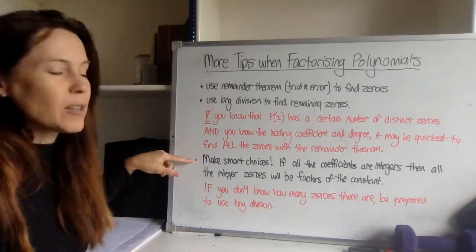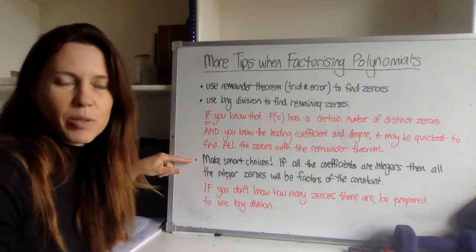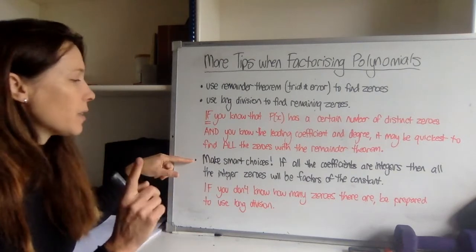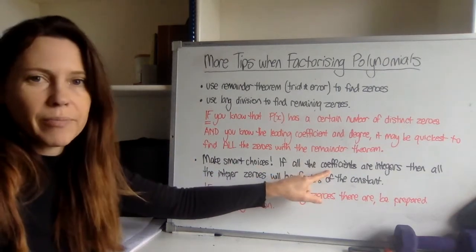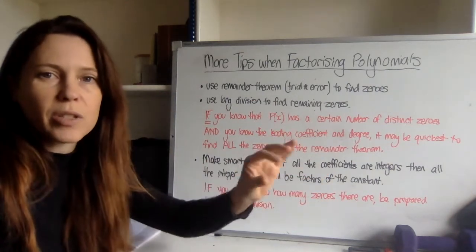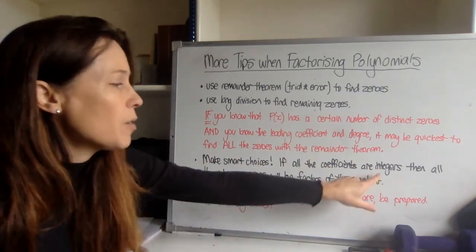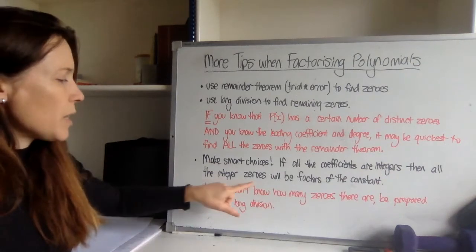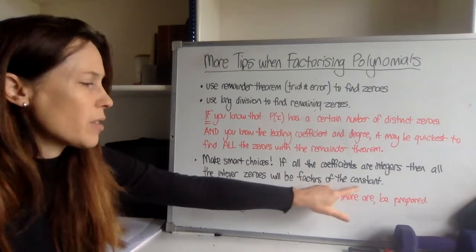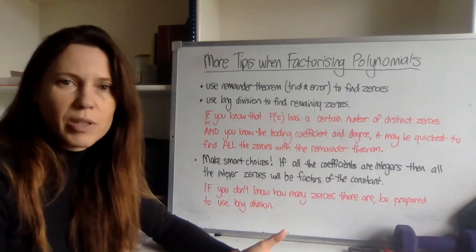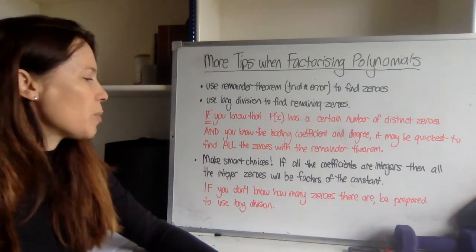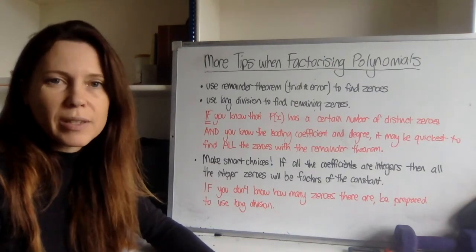But we want to make smart choices. So far we've just been trying 1, -1, 2, -2 and sort of going along our numbers like that. But if all the coefficients are integers, and I don't just mean the leading coefficient now, I mean all the coefficients of all of the terms of the polynomial, if they're all whole numbers, then all of the integer zeros, all the whole number zeros, will actually be factors of the constant. And we haven't really paused to consider this before. I mean, it seems kind of obvious once you notice it.